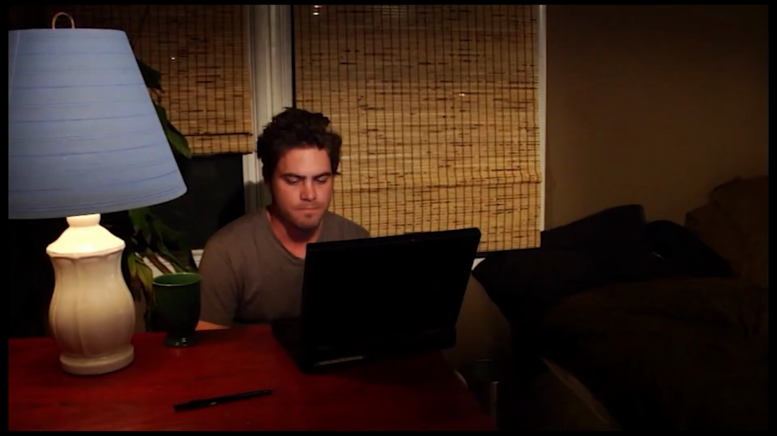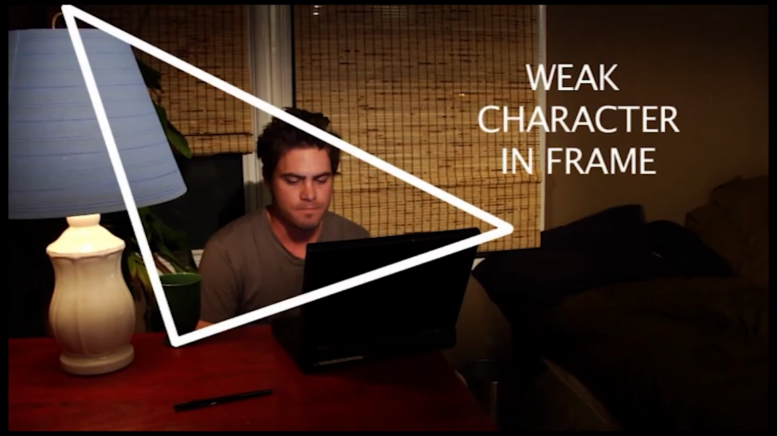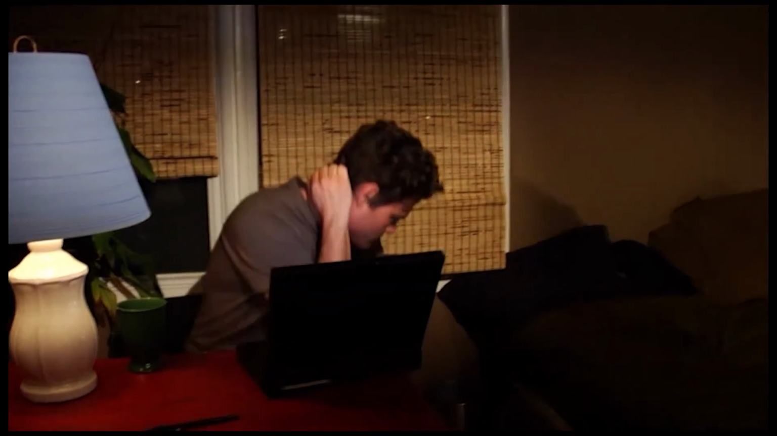Now let's talk composition again. There's Jake, and he is the weak character in the frame. He is being completely trumped in height by that lampshade on the left-hand side of the frame, and he appears so small in the frame and so kind of powerless.